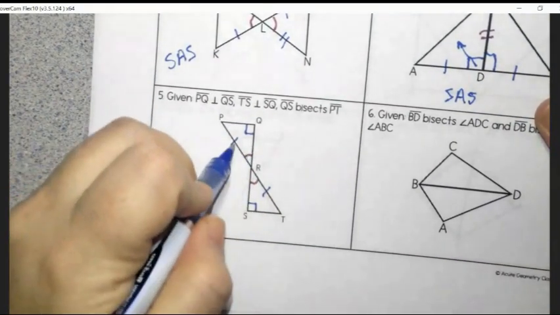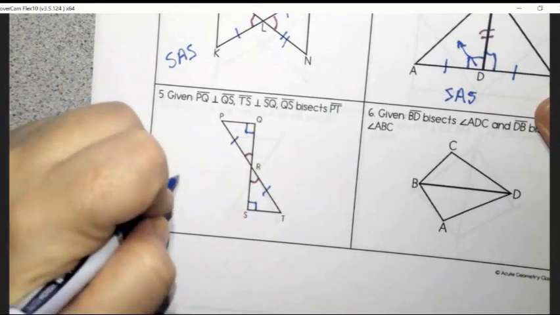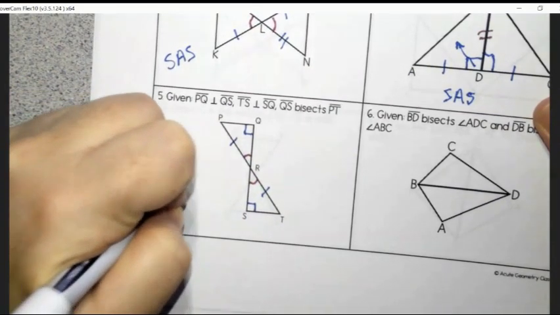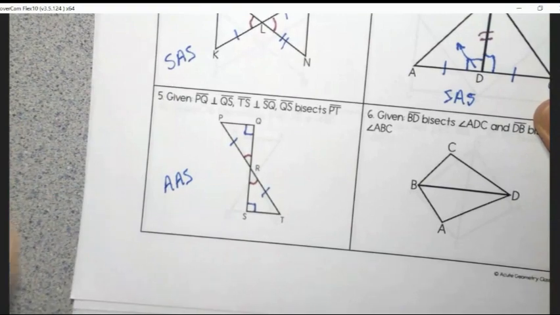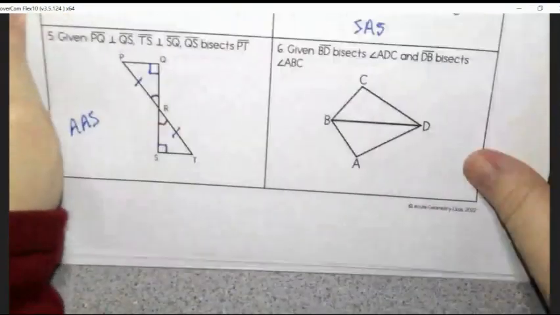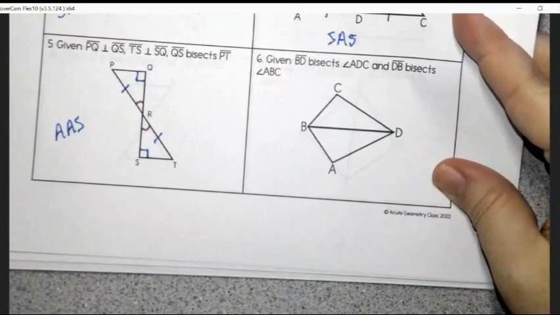So that is not, this side is not in between those 2 angles. So it's AAS. The side is next to the 2 angles. Okay, let's try this one.